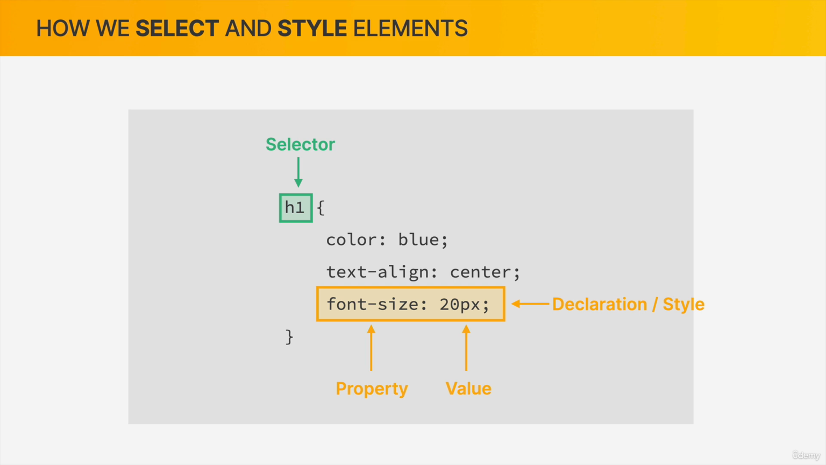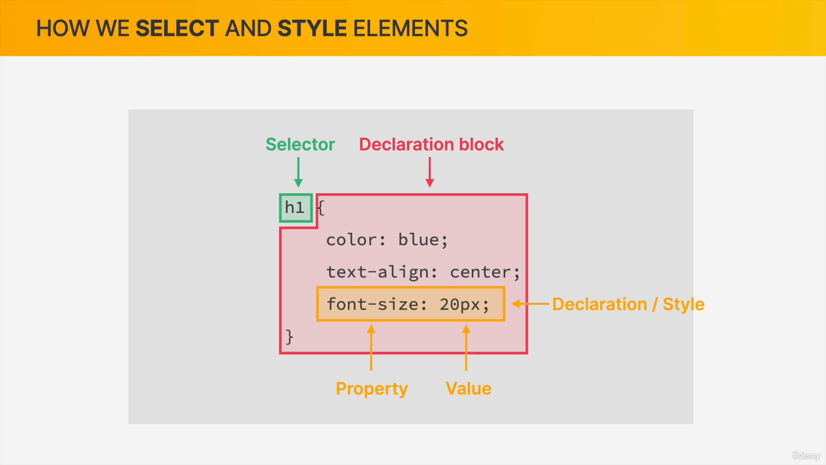Then all of these declarations or styles together make up the declaration block. So we have these curly braces after the selector, and so inside of the declaration block go all the different declarations, so all our styles. And all this together, so basically the selector plus the declaration block, is what we call a CSS rule. And so what this means is that in the end, our CSS code will be a lot of different CSS rules, one after another, where we select all of our elements and style them in any way that we want.